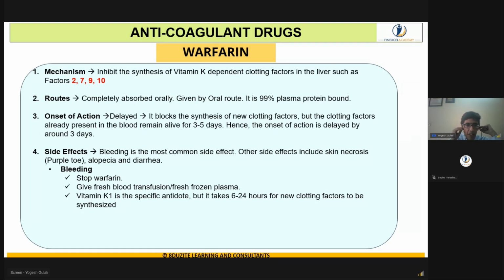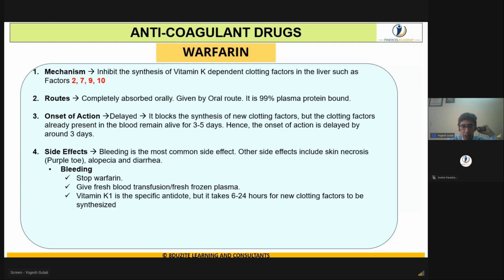If the bleeding occurs with warfarin, what will you do? Stop warfarin and give fresh blood transfusion and fresh frozen plasma. So bleeding will only occur when the circulating factors have died down and the synthesis has stopped to that extent that the level of clotting factors decreases by a huge margin and there is increased chance of bleeding. So stop warfarin, but the new clotting factors which will be developed after stopping warfarin will take time. So in the meantime, give fresh blood transfusion and fresh frozen plasma so that the person can have immediate clotting factors for replenishment.